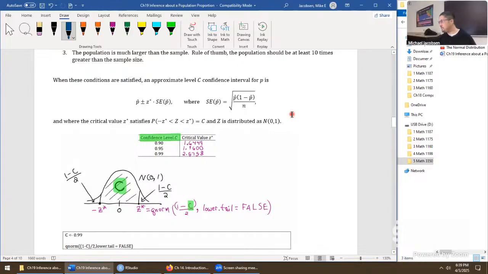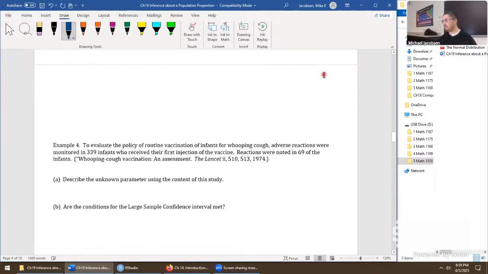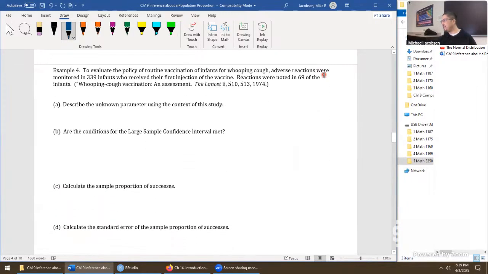Okay, so our first problem is about, I believe, vaccines, meaning this one is really old data. This is the whooping cough vaccine. So we're in 1974, a good year, I guess. It says to evaluate the policy of routine vaccination of infants for whooping cough. Adverse reactions were monitored in 339 infants who received their first injection of the vaccine. They gave us a sample size here, so let's say n is 339.